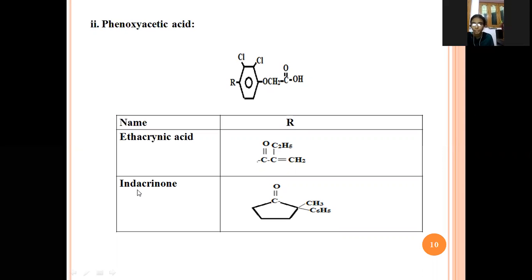So the next drug is quinone. In the quinone drug, here in the R position, the 5-member ring is attached. In the 5-member ring, at the first position, oxygen is there. In the second position, methyl and phenyl group is attached.